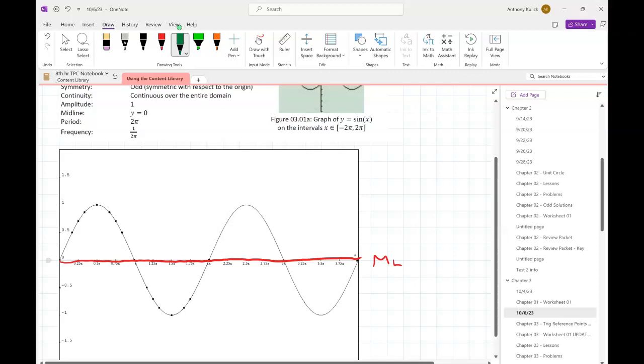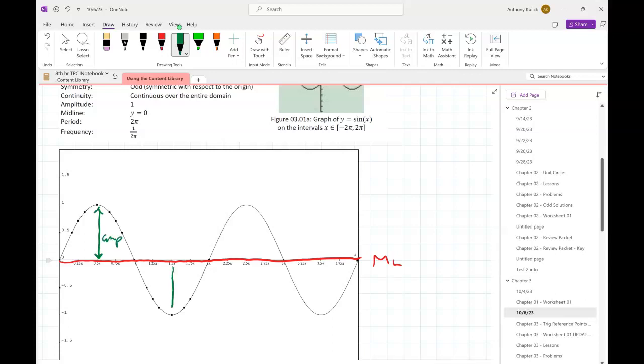The amplitude is the distance from an extrema, so a max or a min, back to the midline. And that distance will be the same whether you're going from a maximum or from a minimum back to the midline, because the humps are the same height, right?